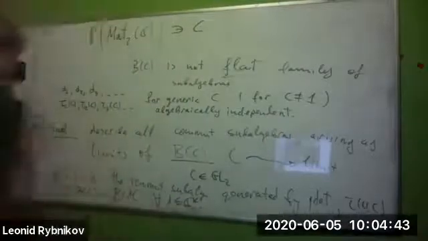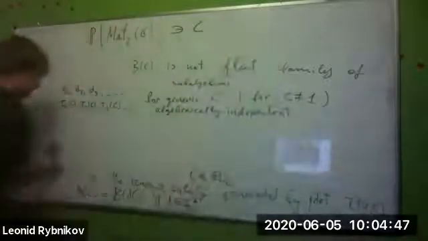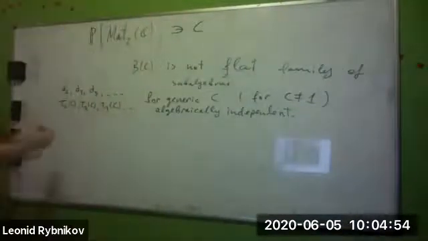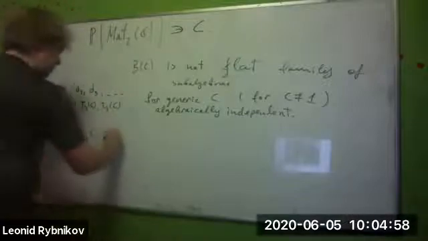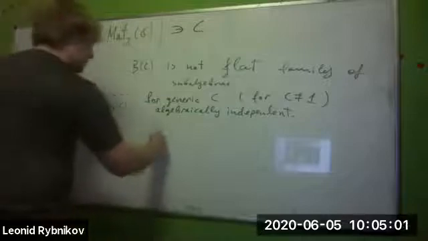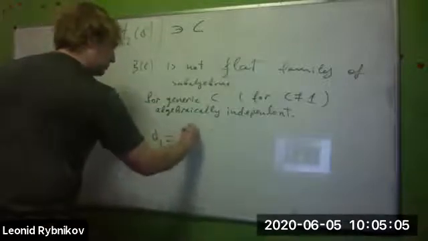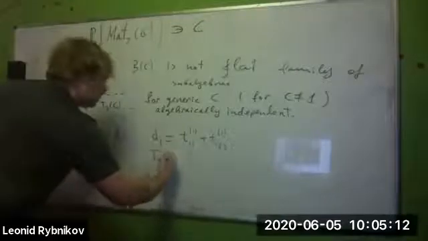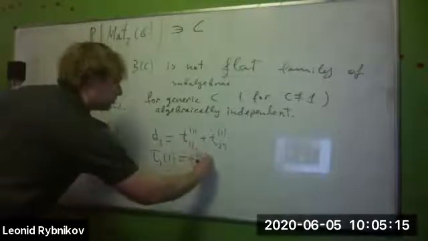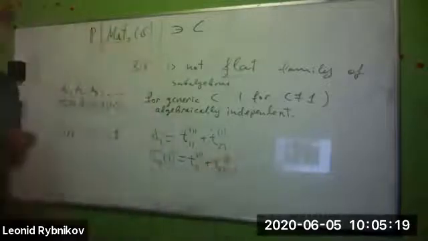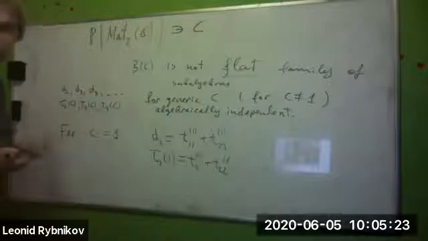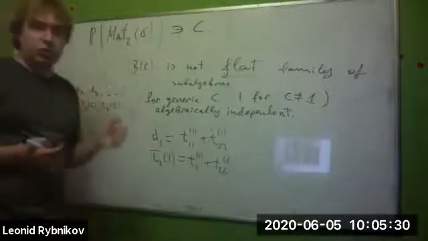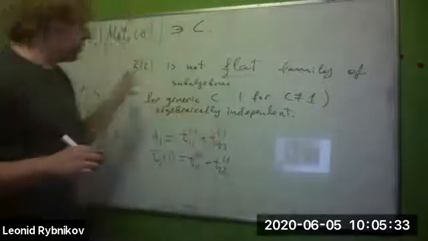But if my matrix C is 1, then the following happens. For C equals 1, I have D1 equals T11 plus T22, and tau 1 is the same thing. So these generators are dependent. This means that for C equals 1, this subalgebra becomes smaller than for generic C. So the family is not flat.